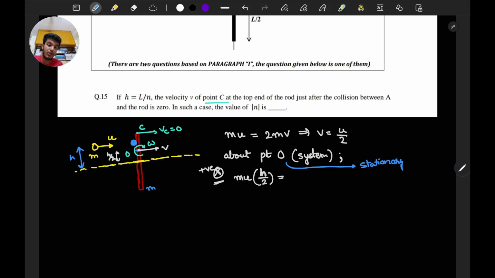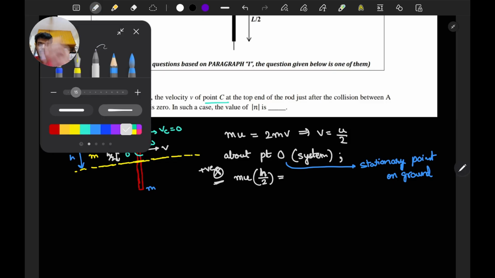If we have taken the point on the rod, then we couldn't have written this equation, because then the action of pseudo forces would have also come. So this is a stationary point on the ground. Just below the point C on the rod, there would be a projection of point C on the ground as well, so we are taking that point. This is a very important point to remember while we are conserving angular momentum and writing all these equations.